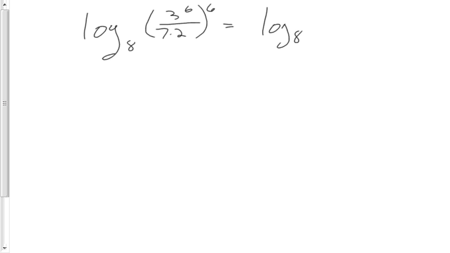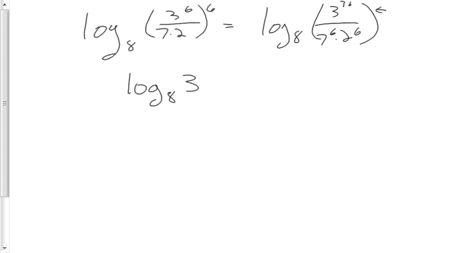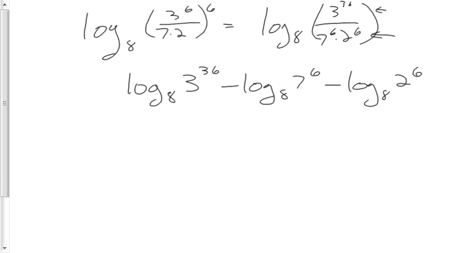So that'd be log base 8 of 3 to the 36 over 7 to the 6 times 2 to the 6th. And now the rule is that every factor that's in the numerator breaks up into a positive log. So that'd be log base 8 of 3 to the 36th. Then every factor in the denominator gets a negative log. So that'd be minus log base 8 of 7 to the 6th minus log base 8 of 2 to the 6th. So here we had a little bit of the product and quotient properties used.